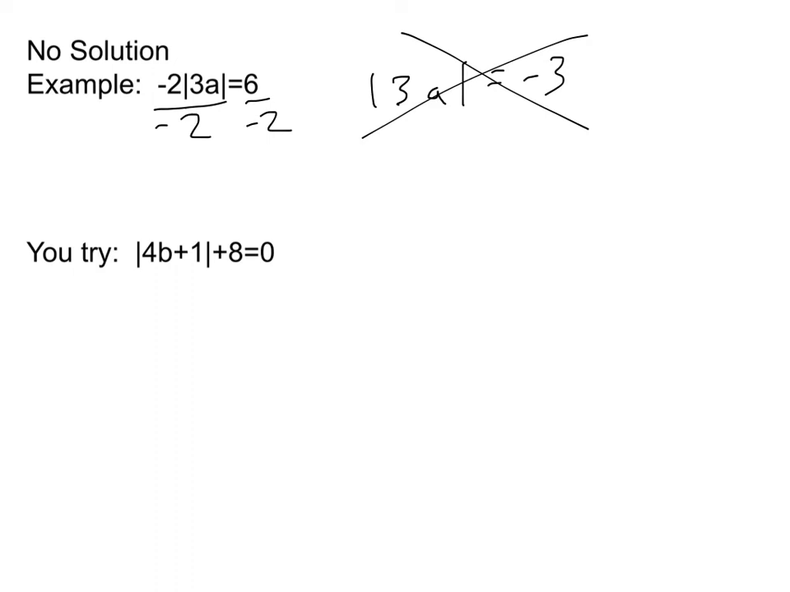So a lot of people will just write the solution as a little circle with a line through it. That means no solution. Okay, so you try this one and see if you can prove why there's no solution. So go ahead and hit pause.